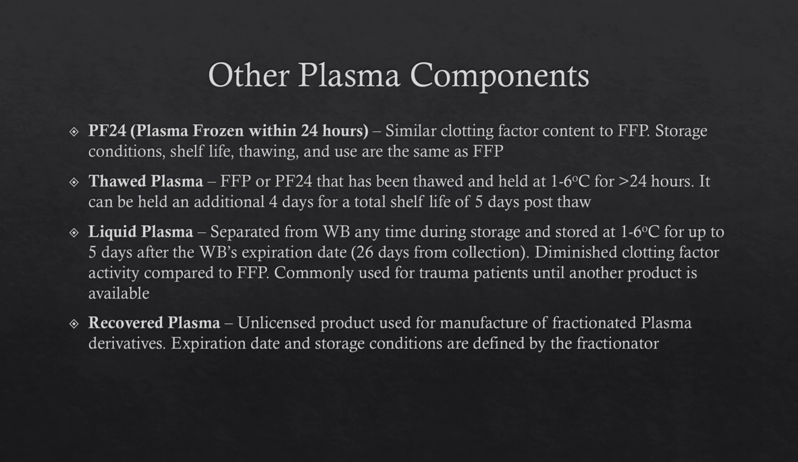A thawed plasma is either an FFP or a PF24 that did not get used in that first 24 hours. After it's been stored for a full day, for 24 hours, refrigerated at 1 to 6, then you have to convert it to a thawed plasma, and then you get 4 more days for a total shelf life of 5 days. Liquid plasma, this was never frozen. As long as you separate it from your whole blood at any time during storage, and then refrigerate it, it's good for 5 days after the whole blood's expiration date.